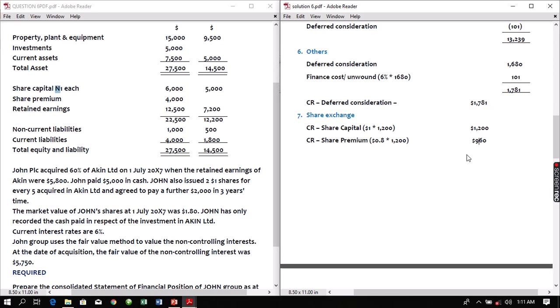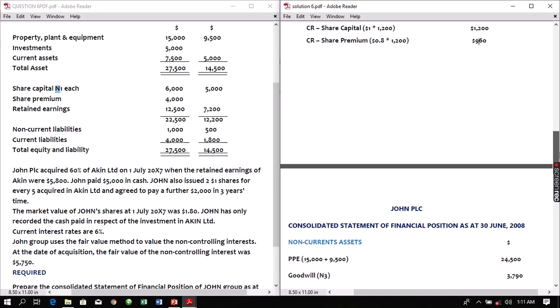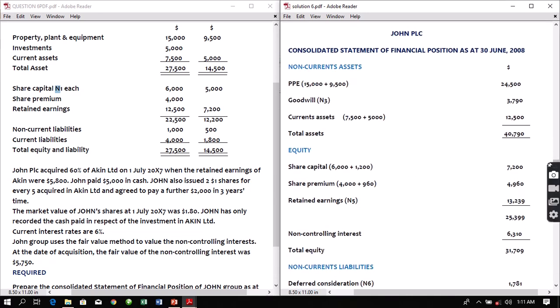How will the consolidation look like? So let us go to how the consolidation will look like. What is the first thing? Based on our previous knowledge, you add all the assets together, all the liabilities together. So coming to this place, property, plant and equipment is given to be 15,095. Coming here, 15,095 gives us a total of 24,500.